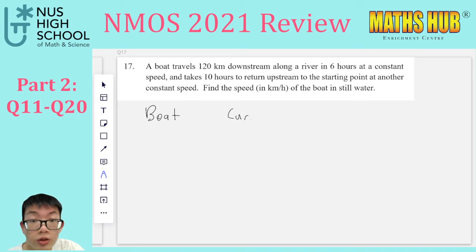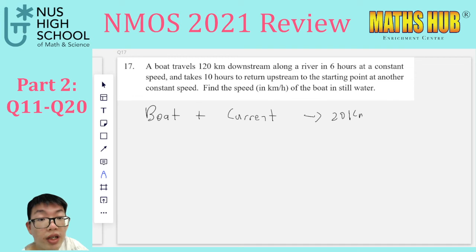And what the 2 statements in the question are telling you are how the boat speed and the current speed are combining together. So 120 km downstream in 6 hours means that downstream is with the help of the current. So the boat and the current combined together gave you 120 km in 6 hours, which is 20 km per hour.